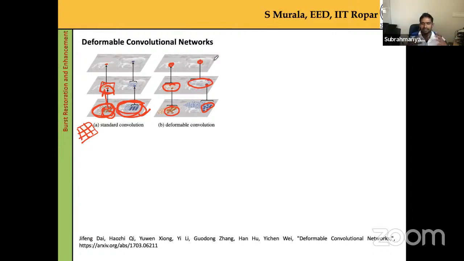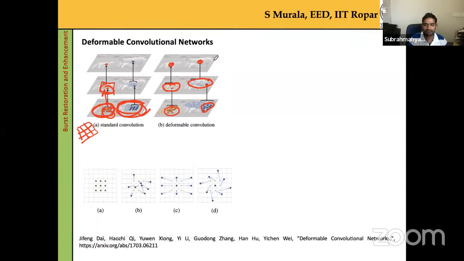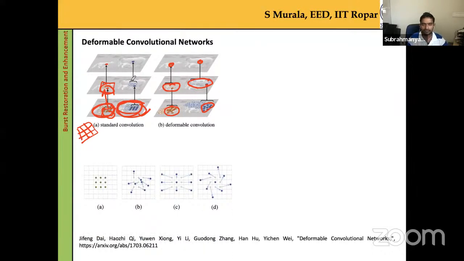It will be changing the locations based on the content present, based on how content is distributed in the image, and based on that it is getting the responses. So we call it deformable. Deformable means it can change the direction or the locations, and based on that it is generating the response. It is more prominent and performs far better results when compared to simple convolutions. So that's why we use deformable convolution in place of simple convolution.